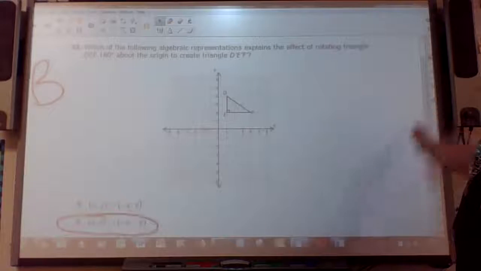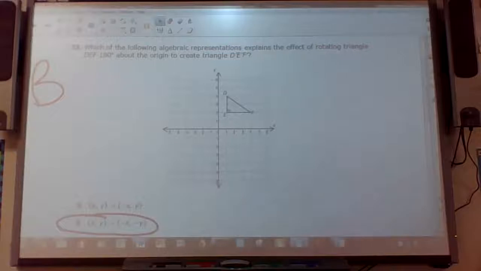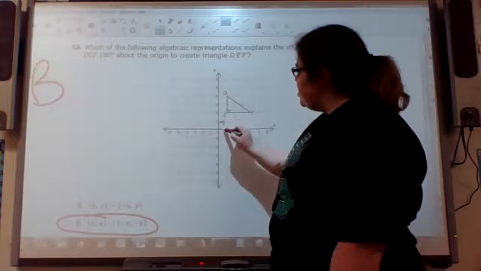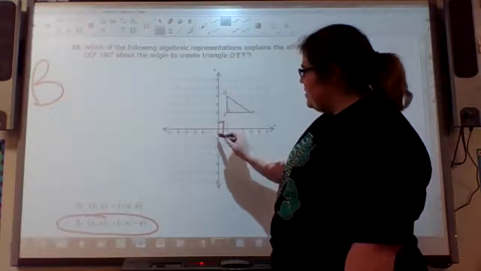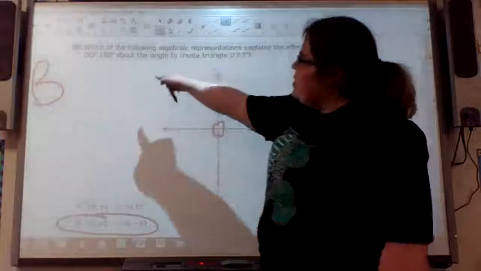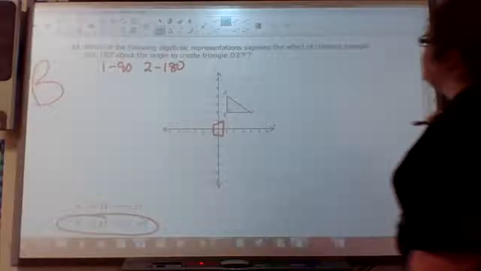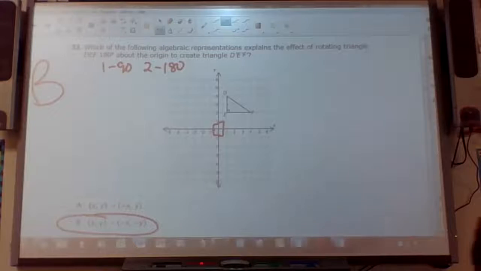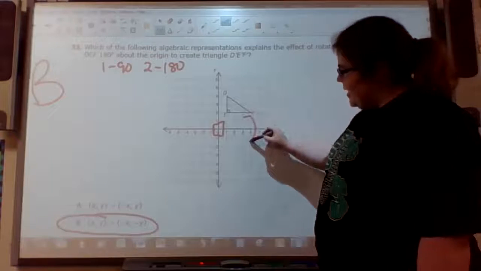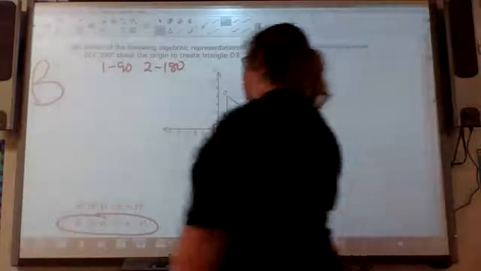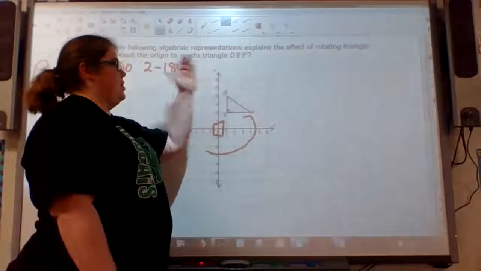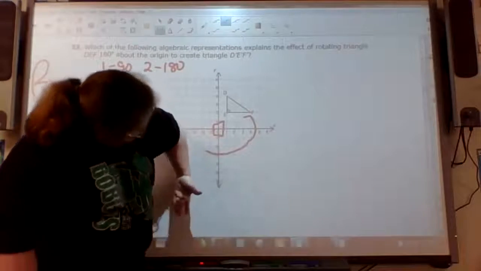Number 33. Which of the following algebraic representations explains the effect of rotating triangle DEF 180 degrees about the origin to create triangle D'E'F'? As you can recall, each coordinate quadrant is 90 degrees. So if I'm going 180, that means the first time is 90, the second time is 180. It says about the origin, so I can go clockwise, 90, 180. That means I need to take this figure, literally, and turn it. So I'm standing up, I'm going down, now I'm going upside down.